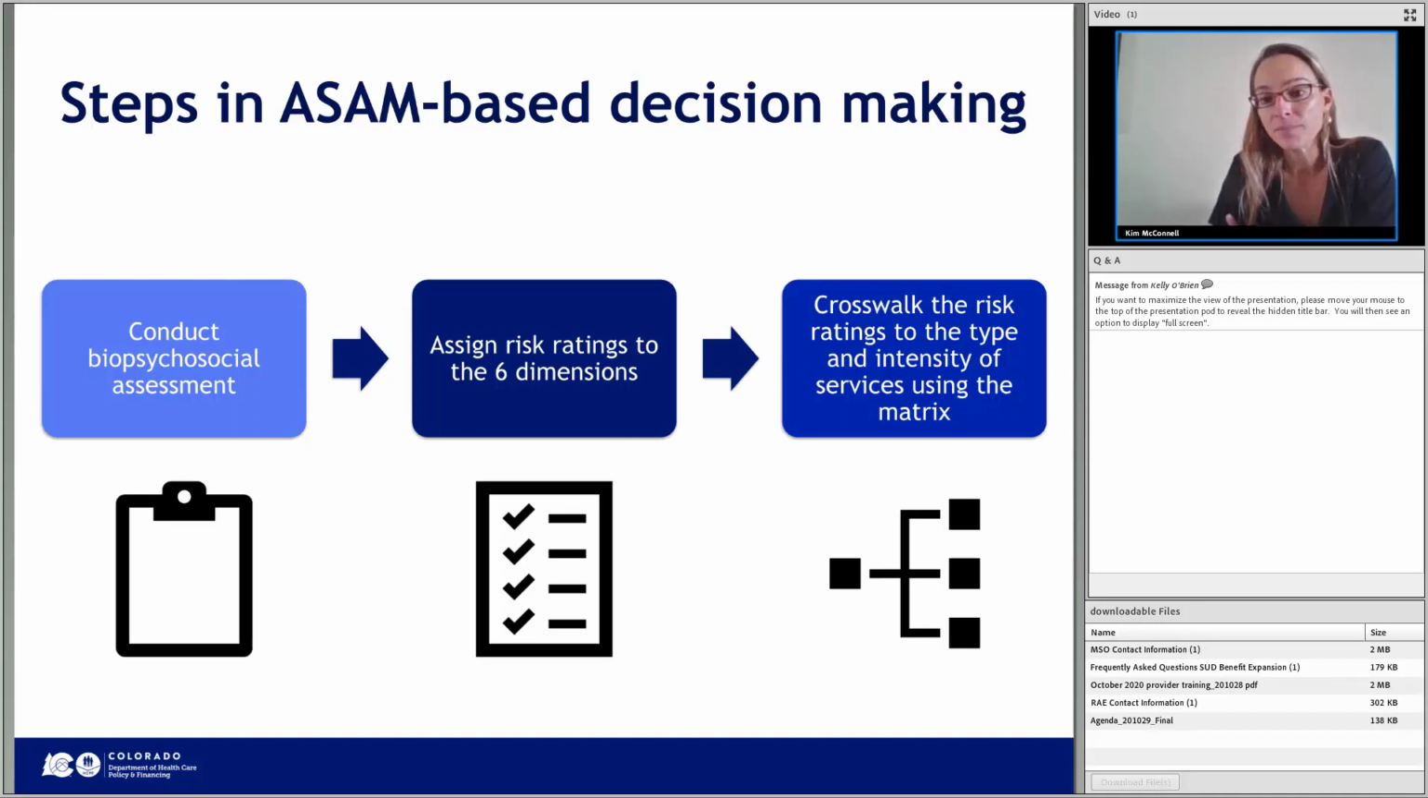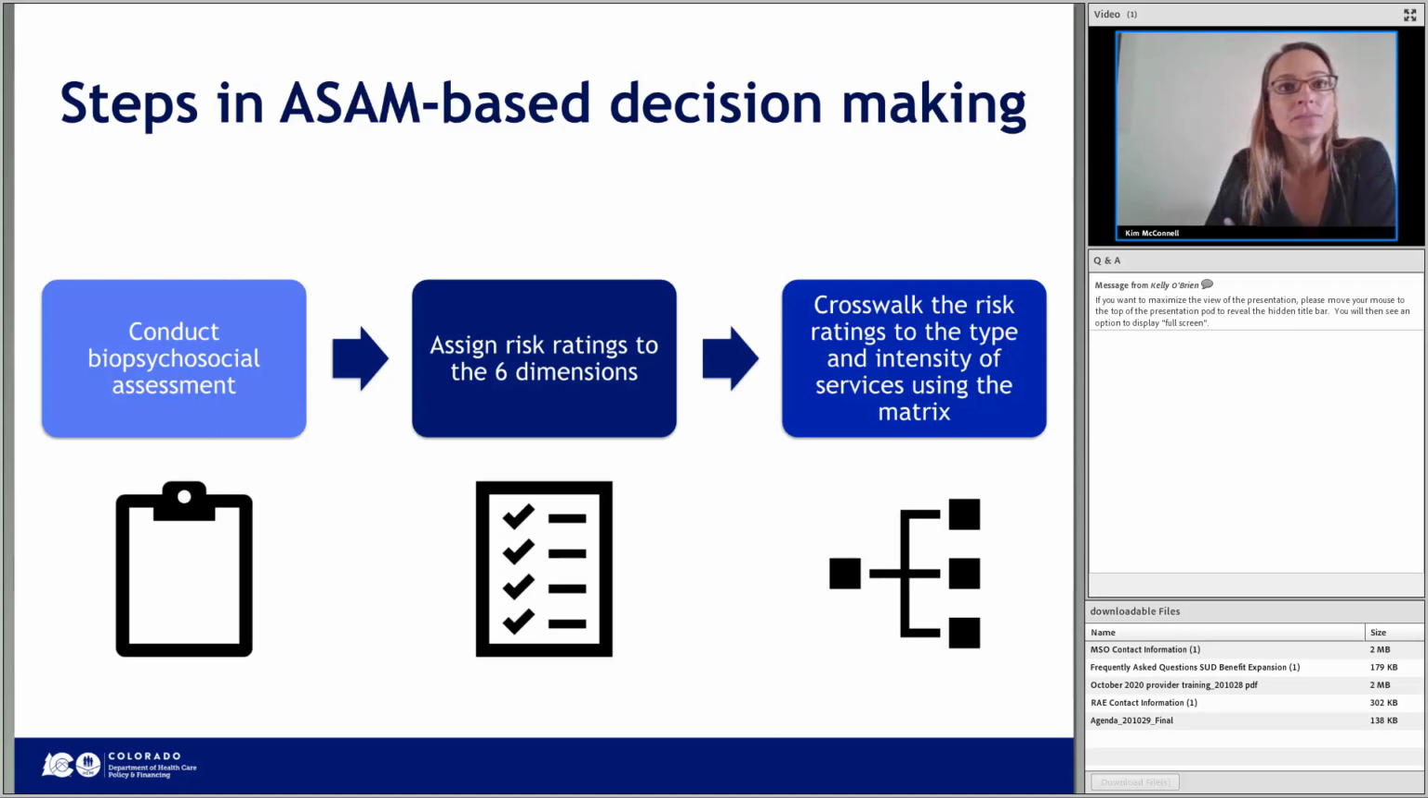So when a provider uses the ASAM criteria to make decisions about patient placement and an individual's needs, the first thing they do is conduct a biopsychosocial assessment. So they're going to collect information from the individual and their records and other providers and all of the ways of collateral, whatever the data gathering process is that a clinician may use to understand the client's needs. They're going to do the biopsych assessment.